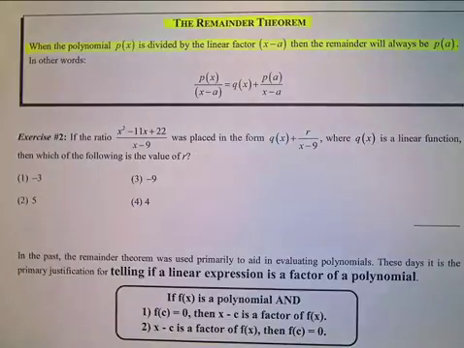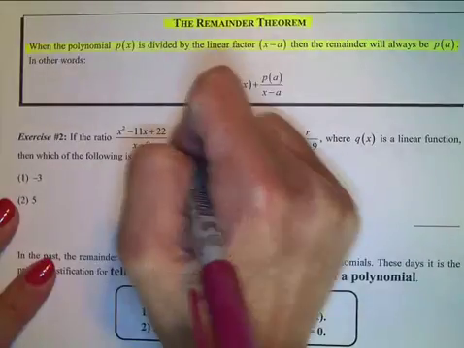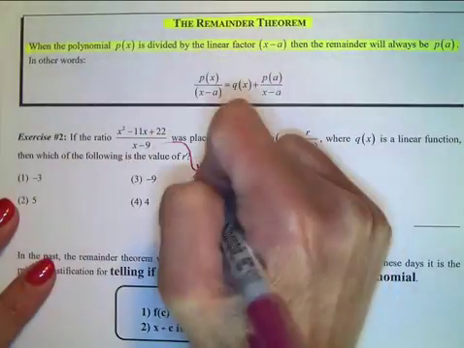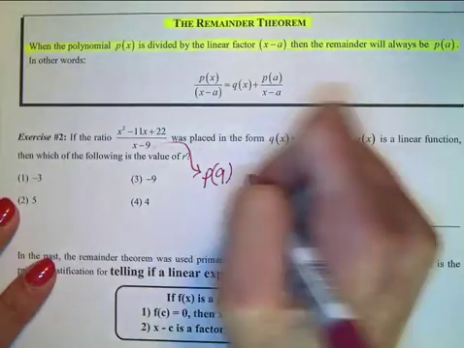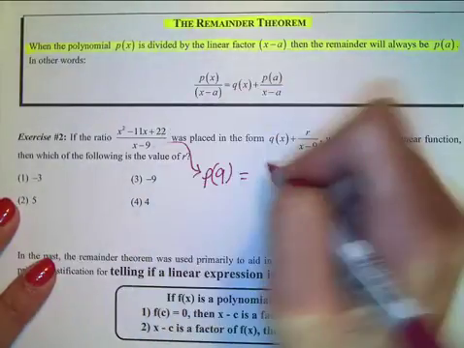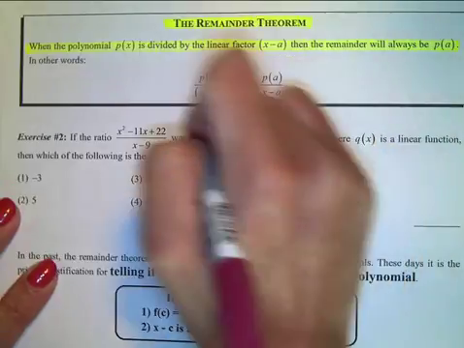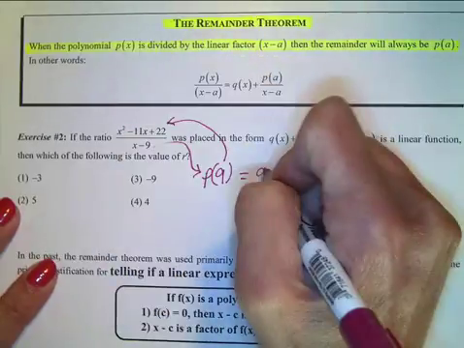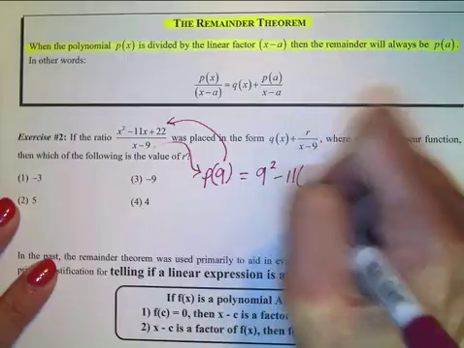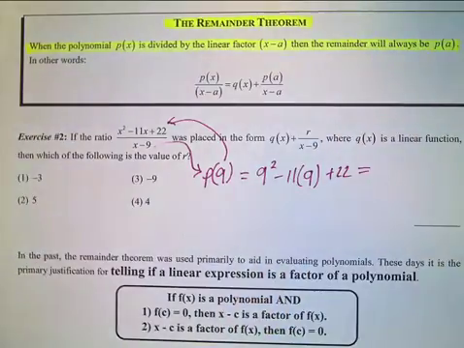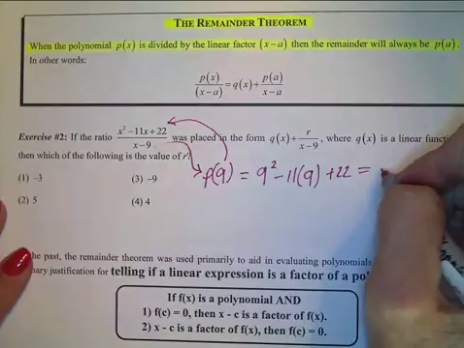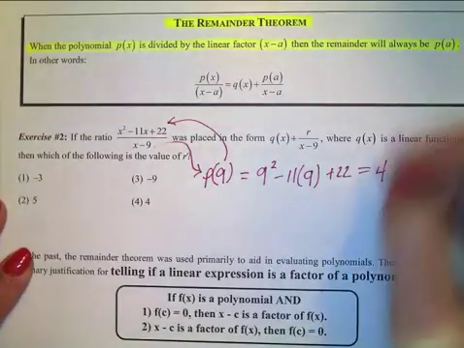So we can just take this and find p of a. Well, what's a? A is 9. So we're going to plug 9 into that quadratic. So 9 squared minus 11 times 9 plus 22. So if you can't do that quickly in your head, grab your calculator. So your answer should be 4. So this is your remainder.